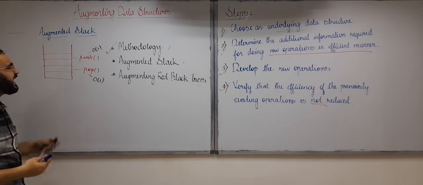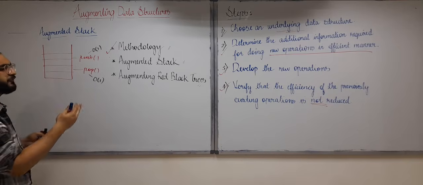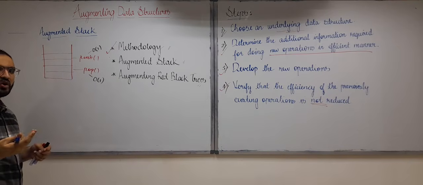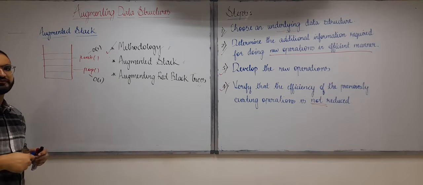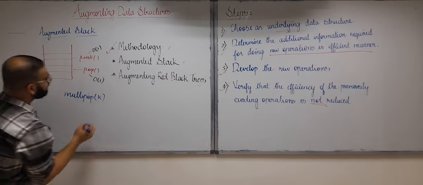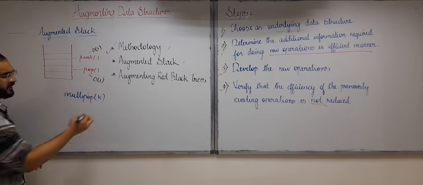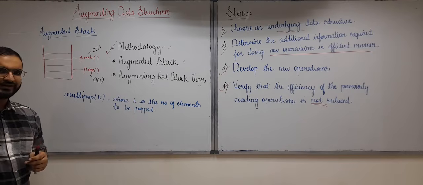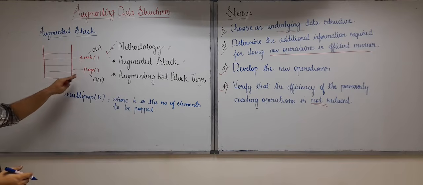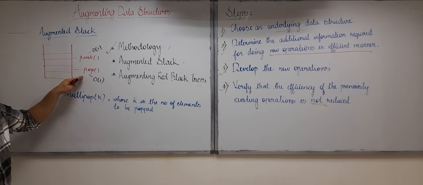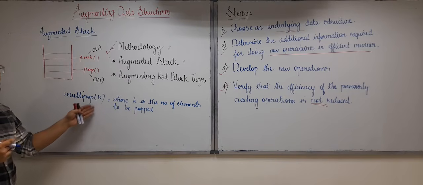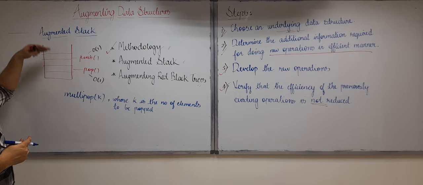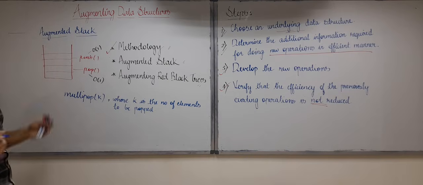Now suppose I want this stack to perform another new operation, that is multi-pop of k. I want my stack to also perform this operation, where k is the number of elements that have to be popped out at the same time, right? In case of the pop operation, we just pop a single element at a time, but in case of multi-pop of k, we can pop out more than one element from the top of the stack, right?